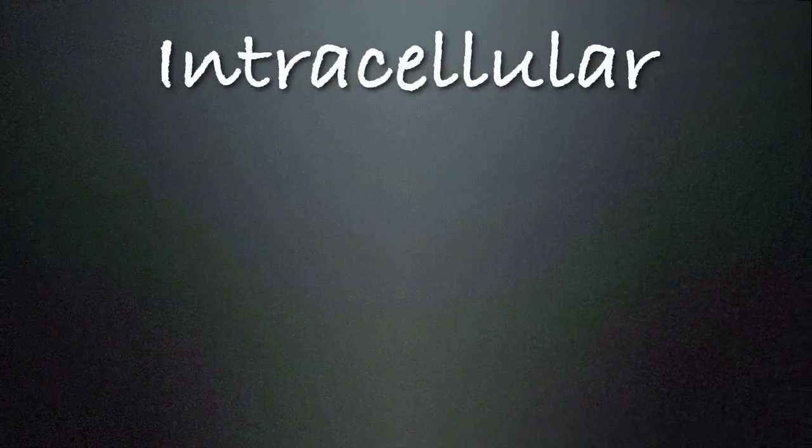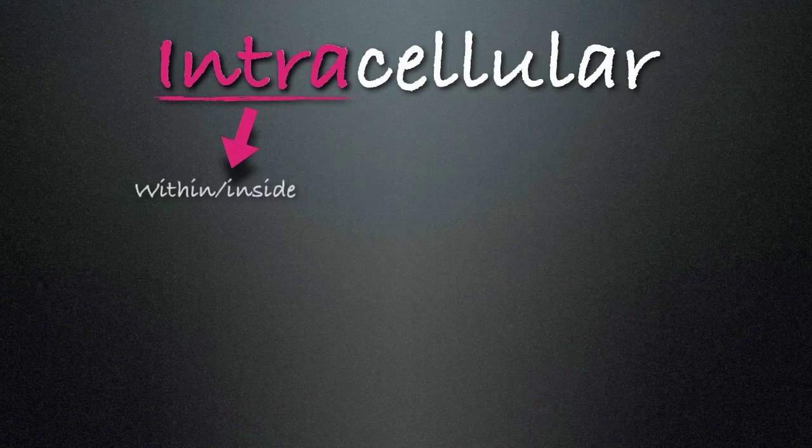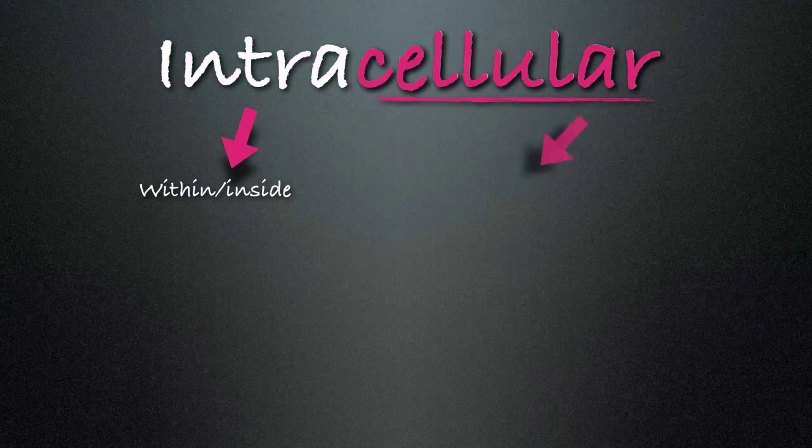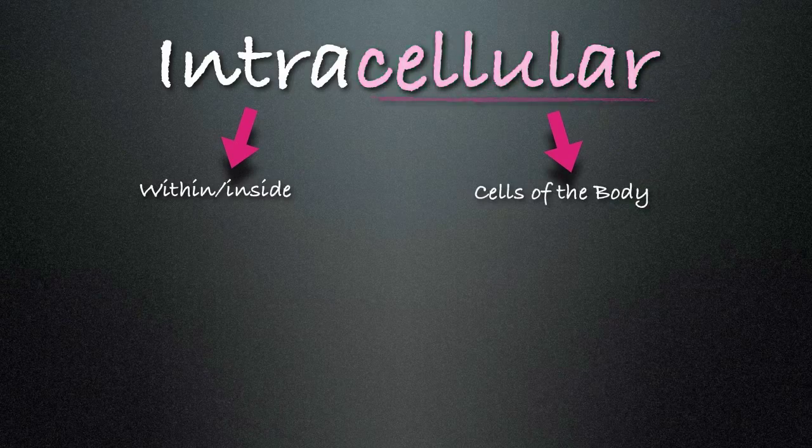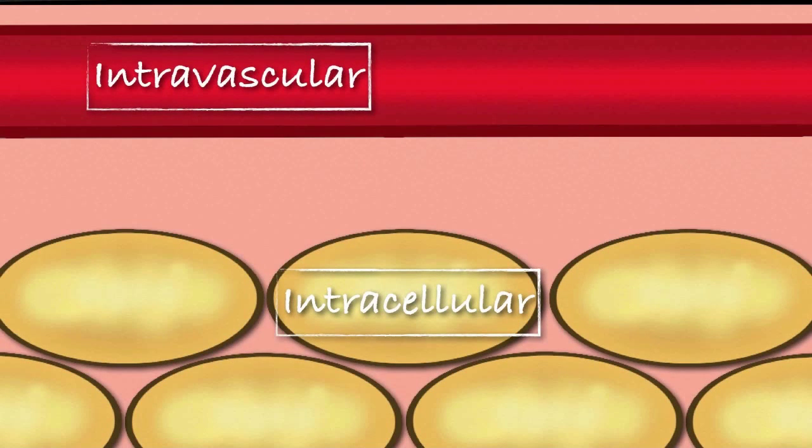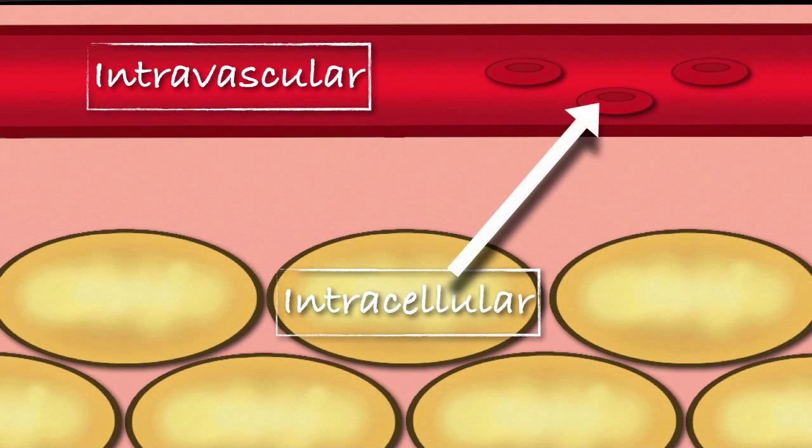Then we have intracellular. Intra meaning inside or within. Cellular is pretty self-explanatory, referring to the cells of the body. So intracellular means within the cells. Keep in mind as well that there are multiple types of tissue cells in the body, and even things like red blood cells within the intravascular space. The fluid inside the red blood cells qualifies as intracellular fluid as well.